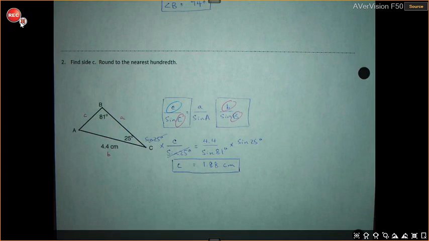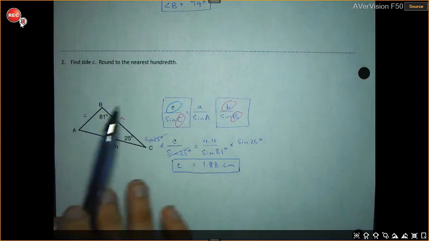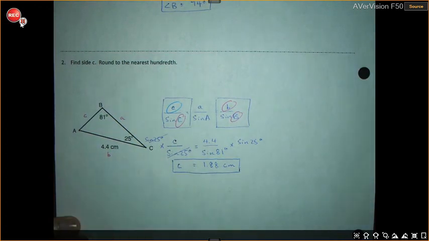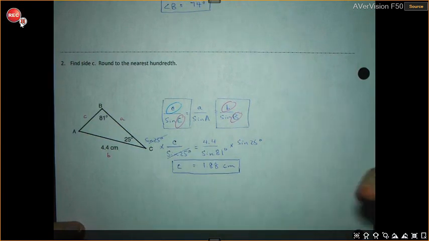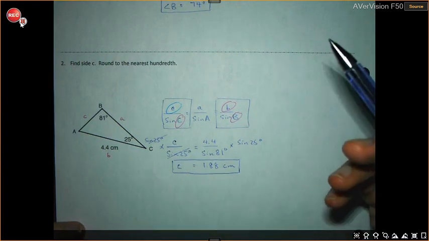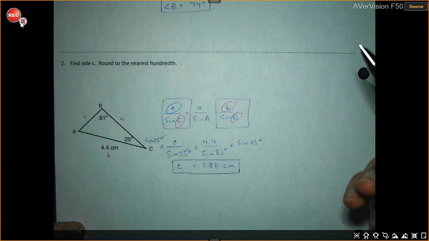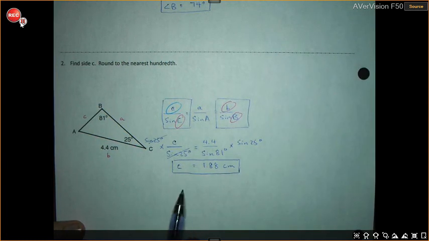There will be cases where we're only given 3 sides and no angles, and that's when we'll use another method to figure out the angles. But we won't cover that until Monday. Tomorrow we'll just be looking at applications of the sine law.